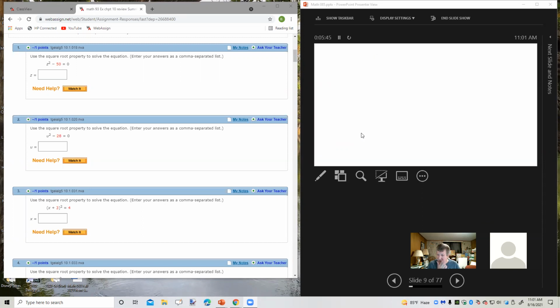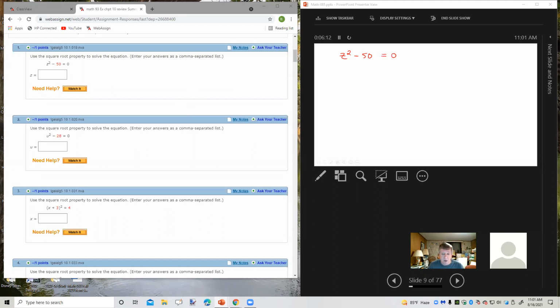We're going to start out with chapter 10, which introduced the square root property and quadratic formula, graphing parabolas, etc. So we're going to start off with this first problem. It says, use the square root property to solve the equation. So we have z squared minus 50 equals 0.